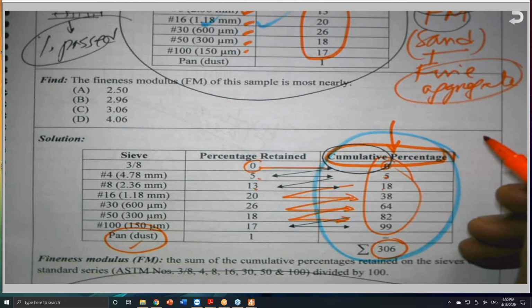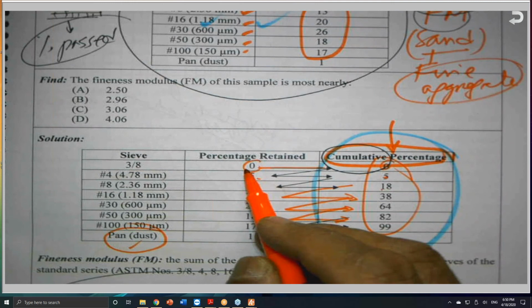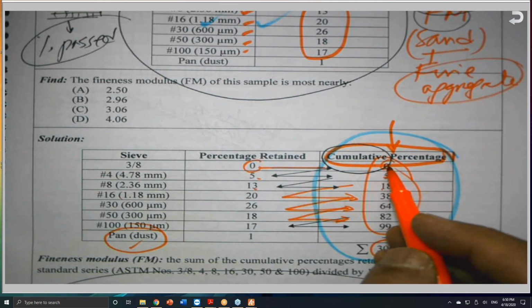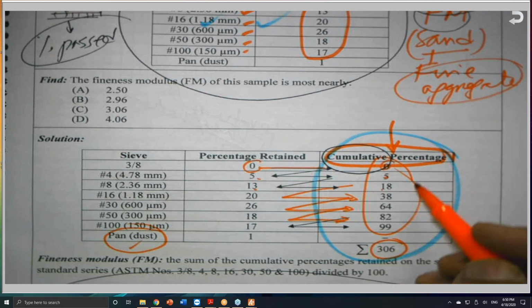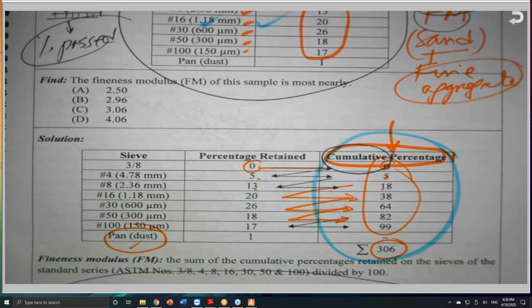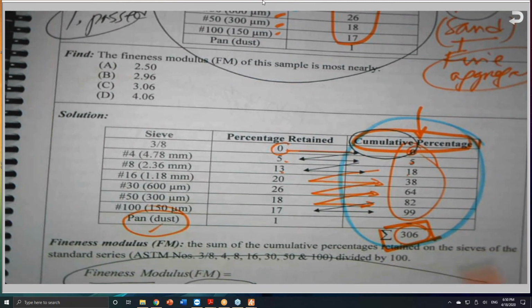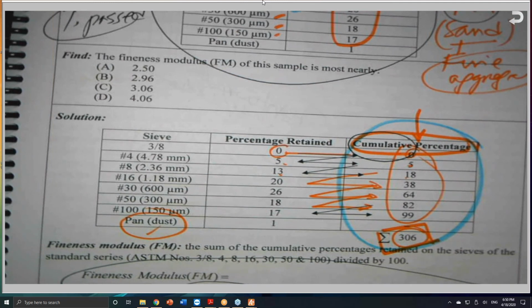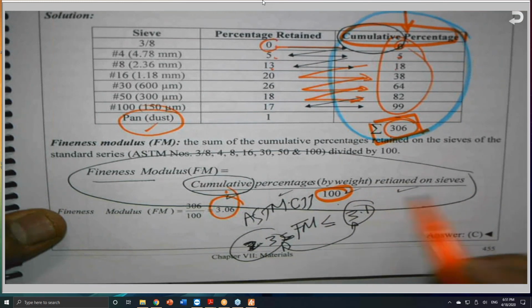And the cumulative, basically you are adding the first number, take this, add it to this, and so on. It is additive, or cumulative, as we call it. And after you get the sum, you divide it by 100, because this is a definition. This is the definition of the cumulative percentage by weight retained on sieves, divided by 100.